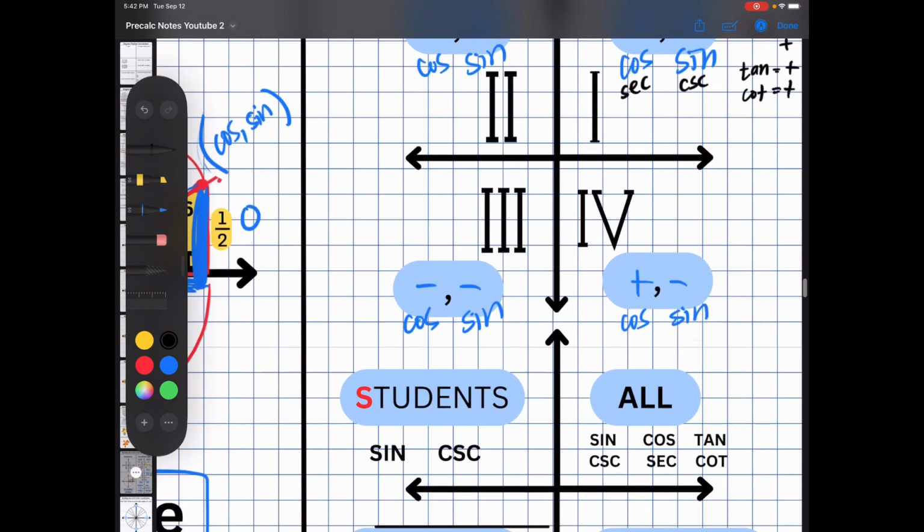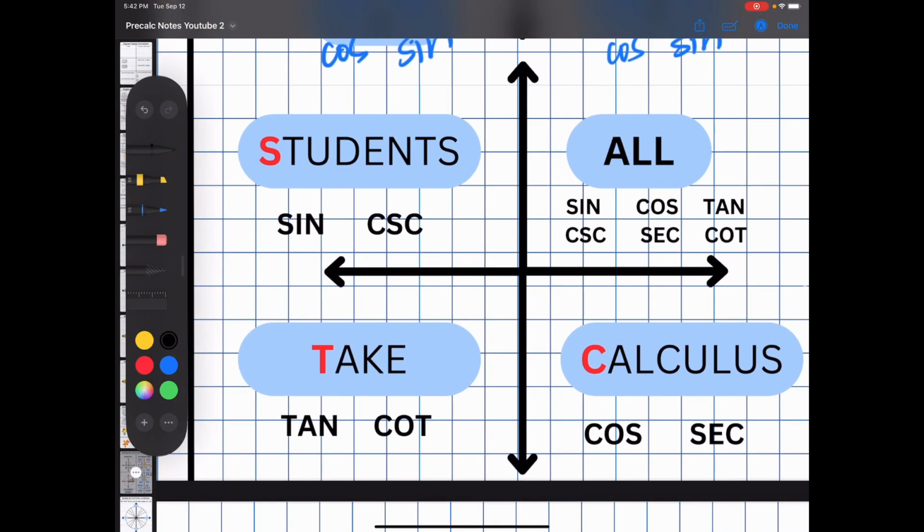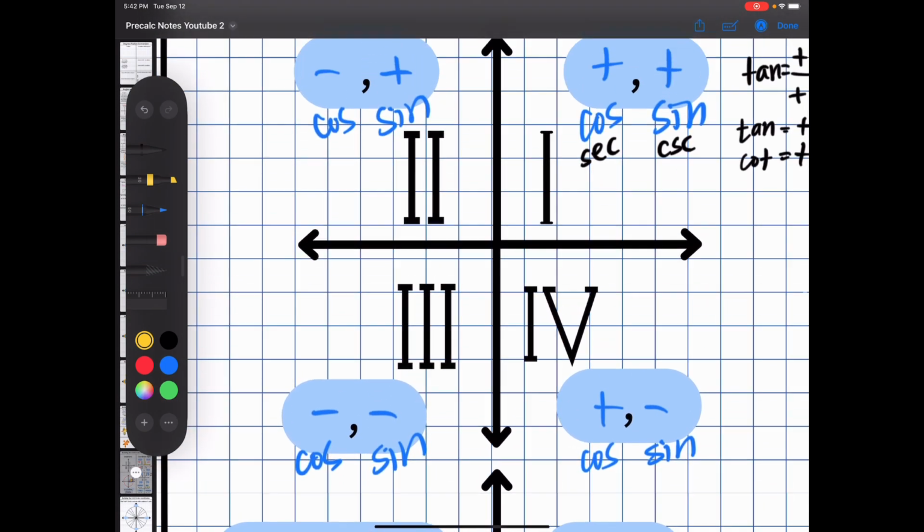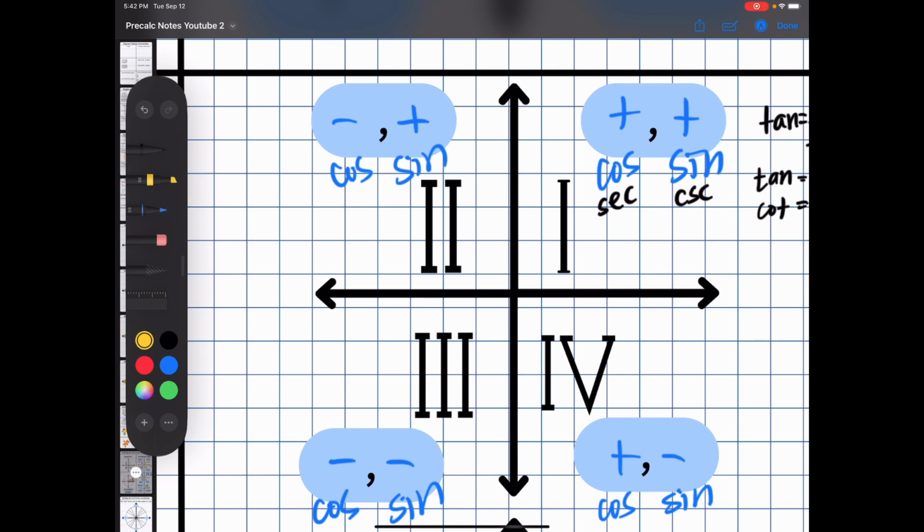Okay? And so here you can see that all trig functions are positive in the first quadrant. Okay? Now let's look at the second quadrant. If cosine is negative, that means its reciprocal of secant is also going to be negative. If sine is positive, cosecant will be positive.